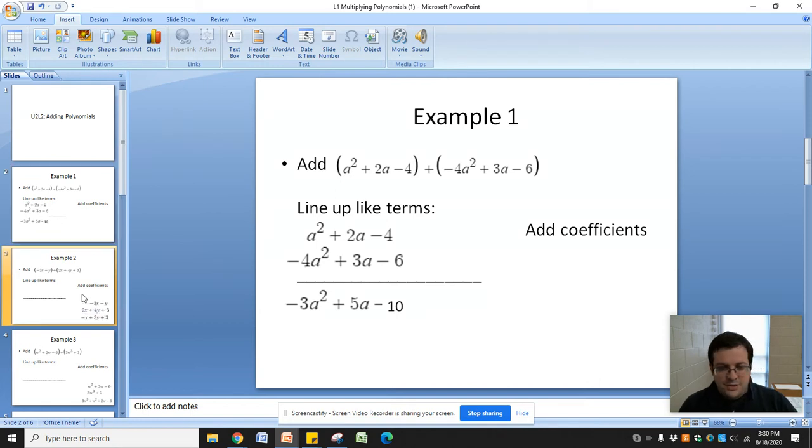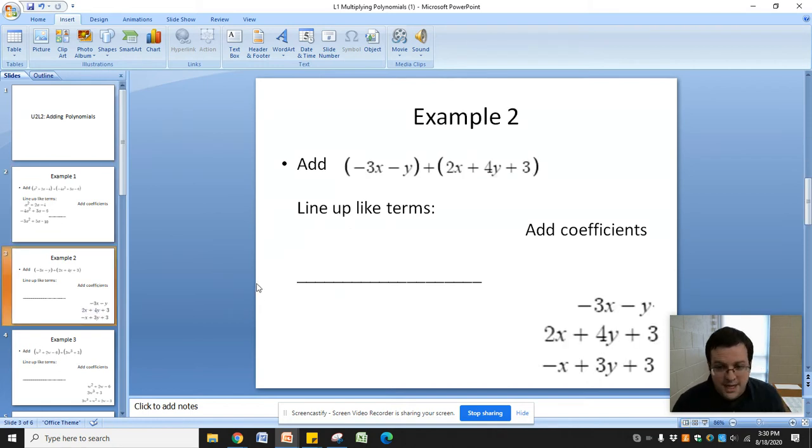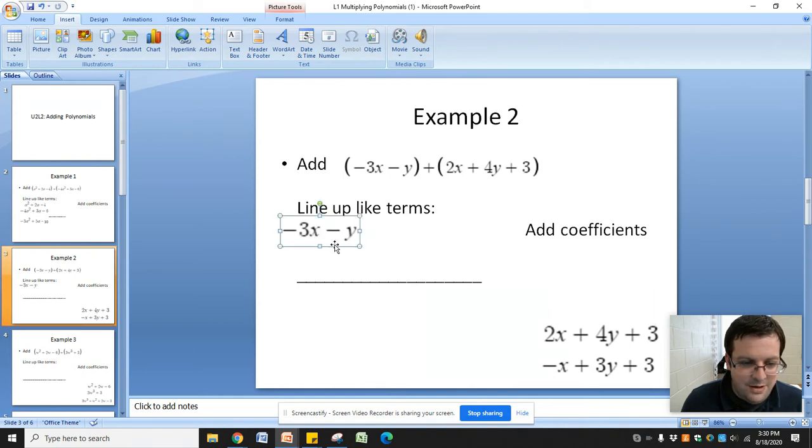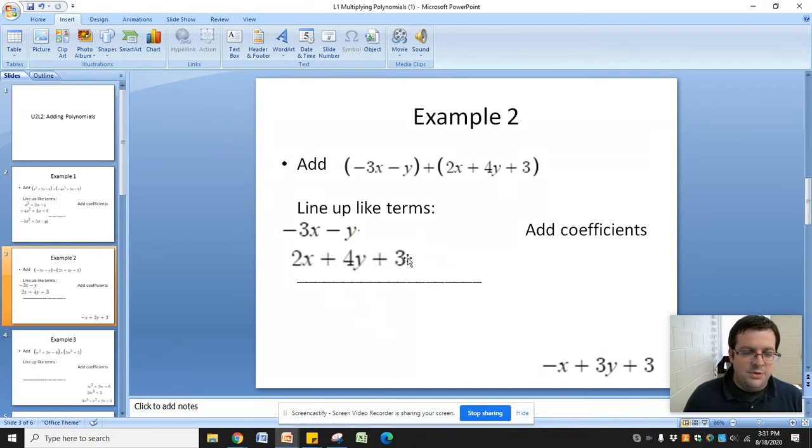Let's dive into a second example just to make sure that we really understand this. Let's say that we are adding together negative 3x minus y and 2x plus 4y plus 3. Again, we're going to line up our like terms. We have our x's and y's, and we also have this other polynomial. You'll notice that it has this plus 3 at the end, and the first one doesn't have anything like that. That's okay. It'll just be a blank spot right there, and it'll just drop down into our answer.